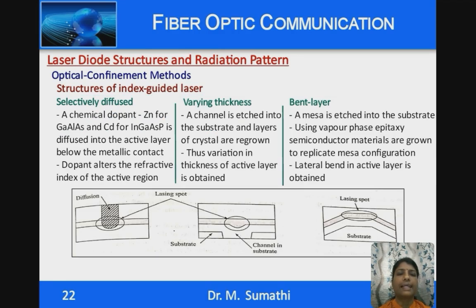The next structure is the selectively diffused method. Here, a chemical dopant such as zinc or cadmium is diffused into the active layer below the metallic contact. So, this alters the refractive index of the active region. And in the varying thickness method, the actual channel is etched into the substrate and layers of crystal are grown. This provides for variation in refractive index. The active layer thickness varies over here. And in bent layer, again a bent structure is obtained in the active layer, and this provides for optical confinement.